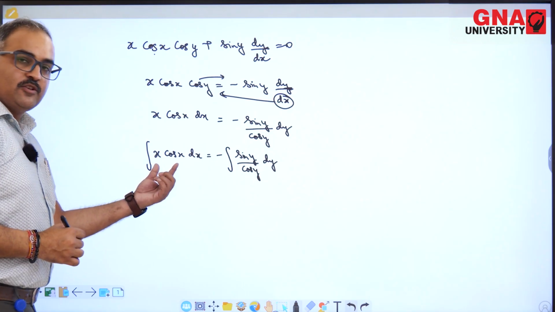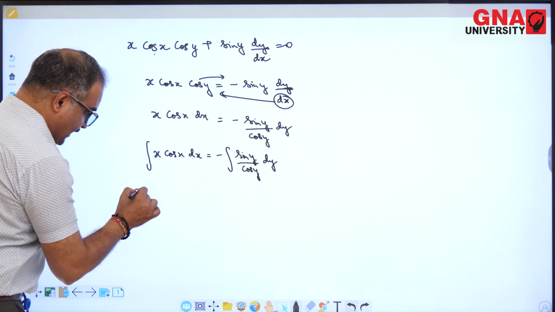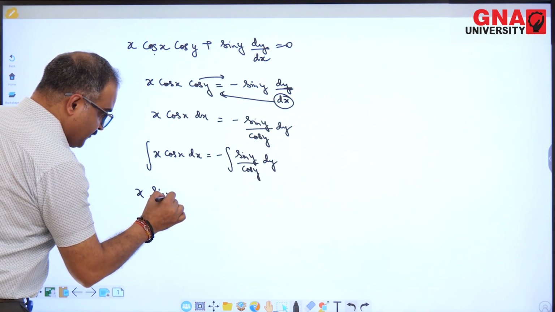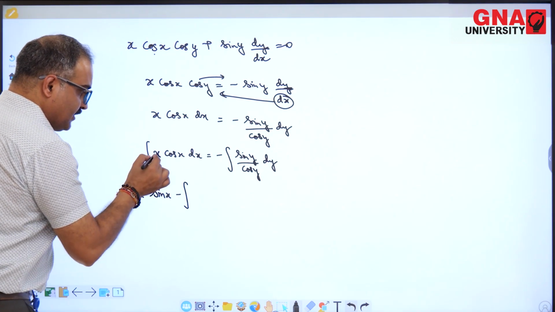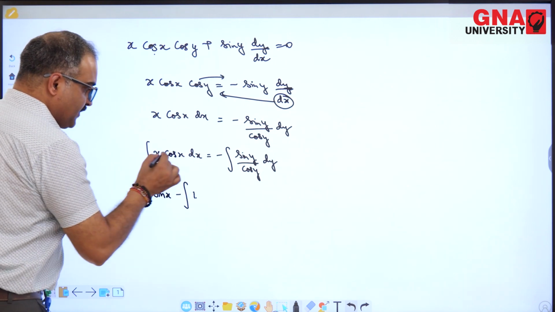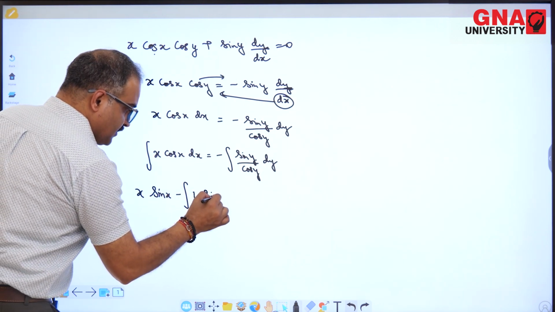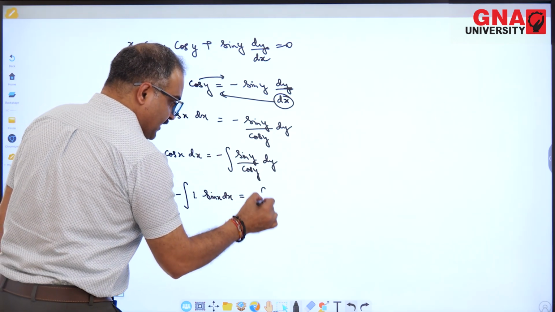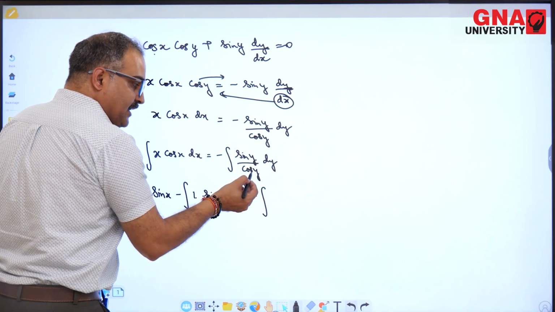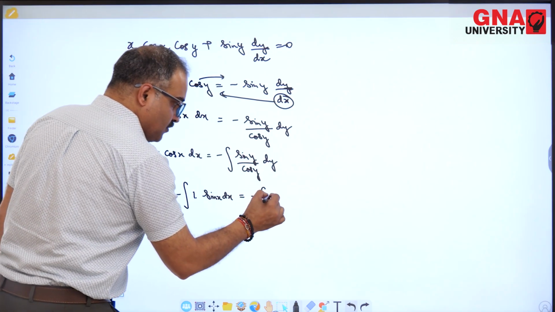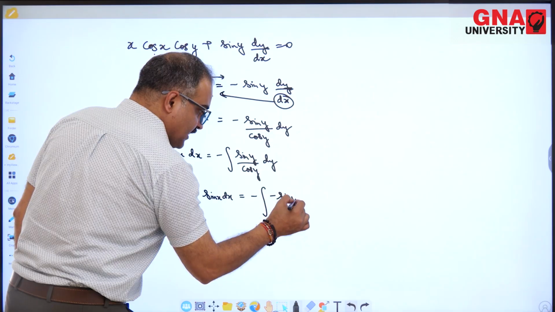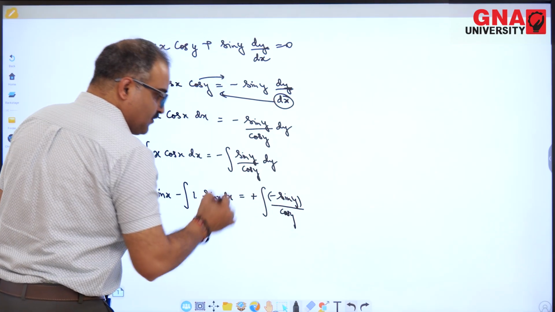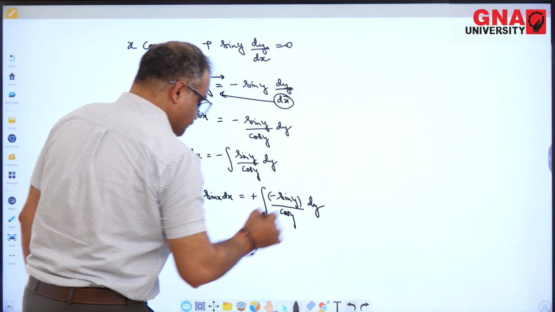Now here we'll apply the u into v form. So first function as it is, integration of cos of x will be sin of x, minus integral derivative of first, that is 1, integration of cos will be sin of x, dx, is equal to, now here I'll apply the property: cos of y has a derivative minus sin y, so minus sin y over cos y. To balance this minus, I'll adjust this with positive sign dy.